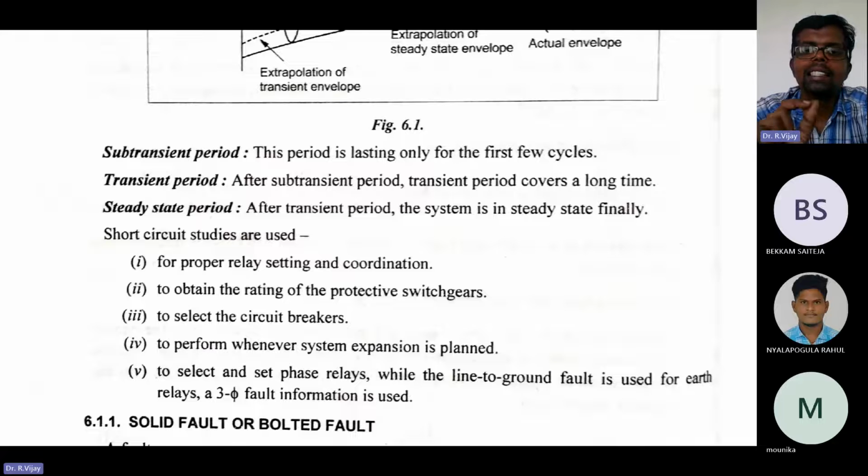Next, to select the circuit breakers. To select the apt circuit breakers, whether you need to go for numerical circuit breakers or differential relay circuit breakers, like that, what circuit breaker is apt for that particular type of part. So you can easily analyze this by using short circuit studies, and to perform it whenever system expansion is planned.